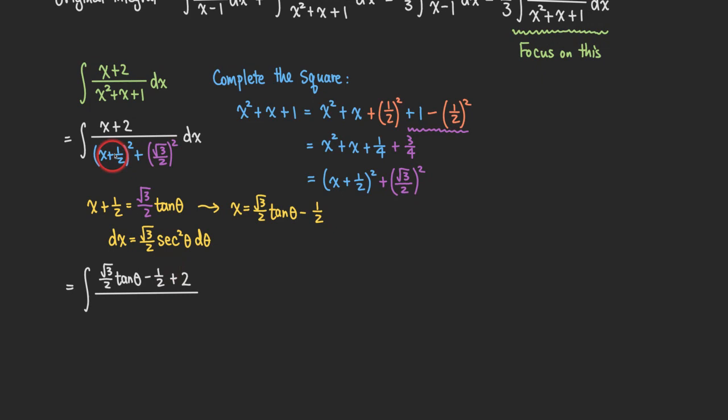Now what about the bottom? The bottom, this blue portion right here, is going to be replaced by the radical 3 over 2 tangent theta. So you're just going to get radical quantity squared plus, okay, this thing just there, right? And then don't forget that there's still the dx that you need to put in. So you got to put the dx right here.